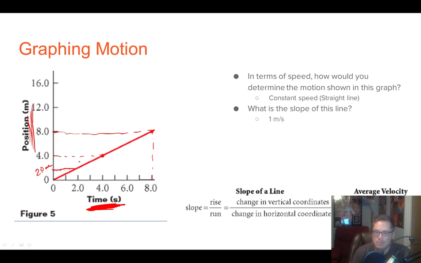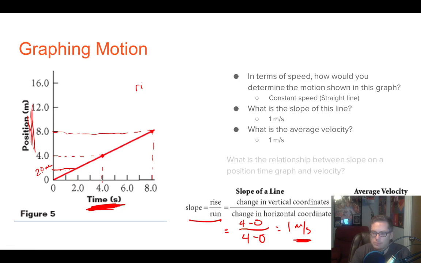The slope of this line, remember we take rise over run, so it's the change in the vertical coordinates over the change in the horizontal coordinates. So if we were going to do one of these, the change in the vertical components, 4 minus 0 over 4, we get 1 meter per second. Notice this unit here, meters per second, that tells you that it's the velocity.